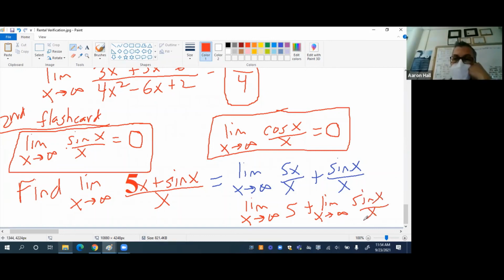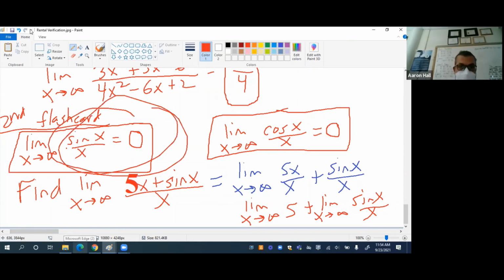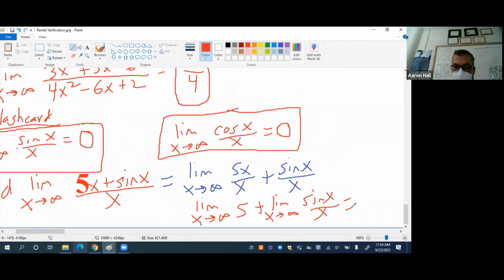The first thing's 5. So when x becomes super, super large, y converges on what? 5. In fact, y is always 5, right? So I have 5 plus what? 0. Yeah, 5 plus 0. This is 0. So the answer is 5. Yeah, this is 5 plus 0, or just 5.